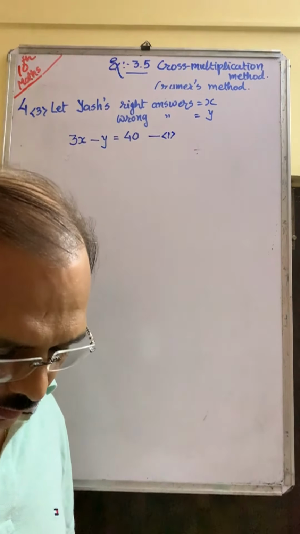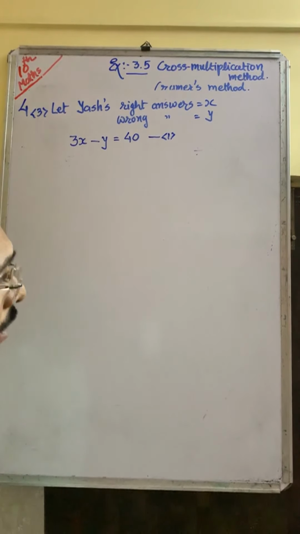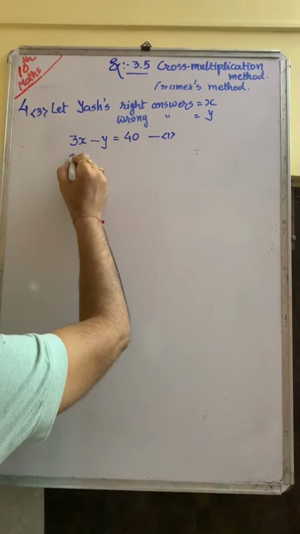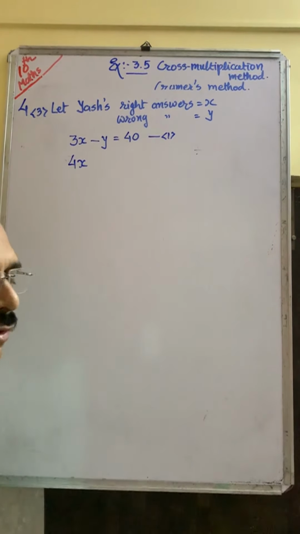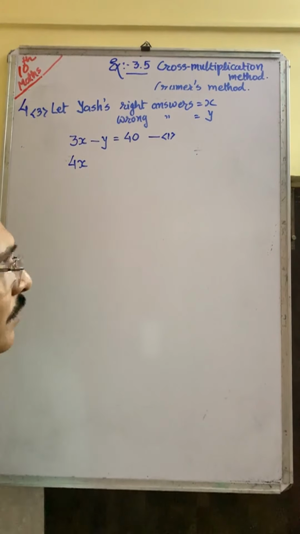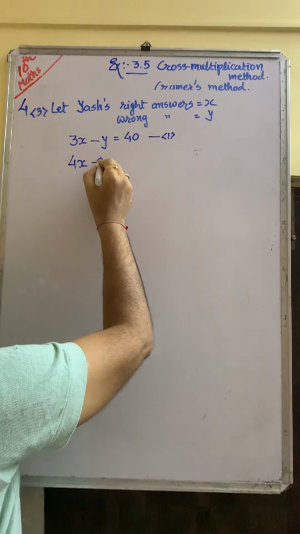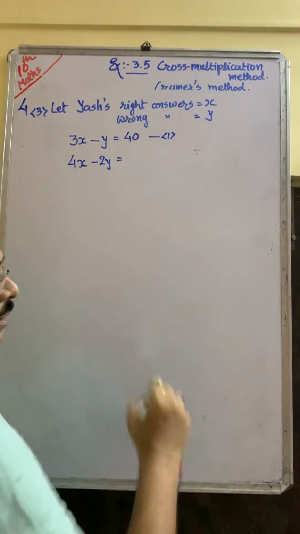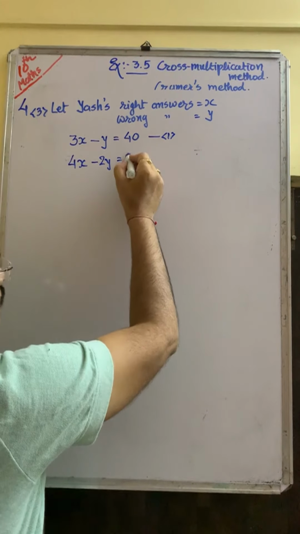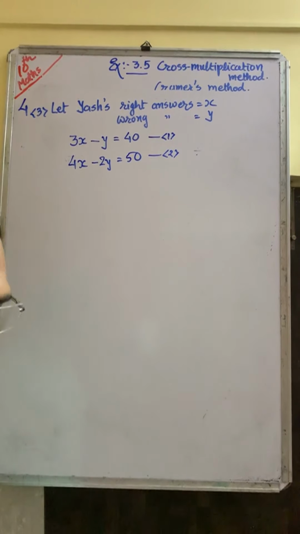Now second equation. 4 marks been awarded for each correct answer. Total number of correct answers is x, so 4 marks is awarded, 4x. So he got 4x marks and 2 marks been deducted. Total number of wrong answers is y, so 2 marks is deducted, minus 2y. After that he got 50 marks. Okay, this is your second.